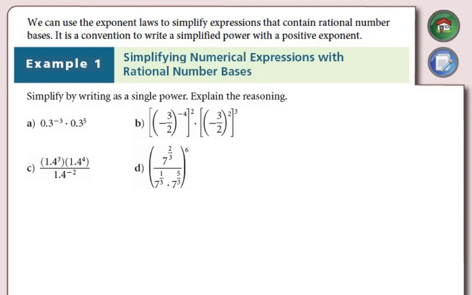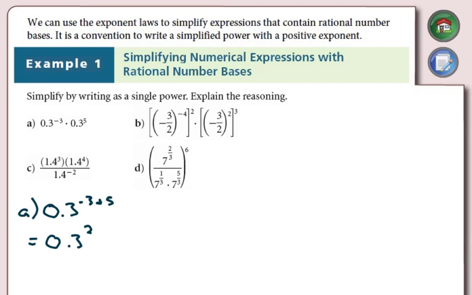So in A, we're multiplying. That's what the dot in the middle means. So to get this as a single power, the base doesn't change. It always stays the same, but we add the exponents. Gives us a final answer of 0.3 squared.